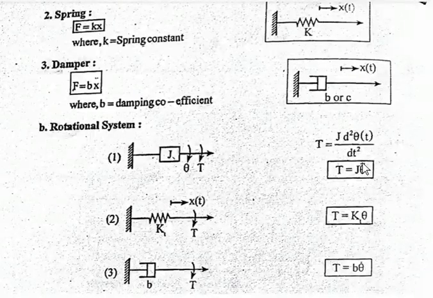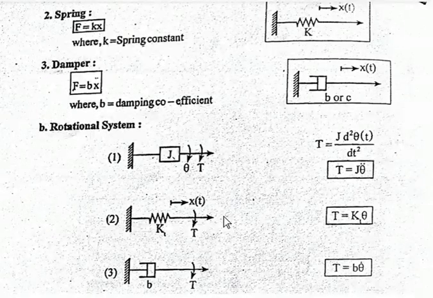So in translation motion we get F is equal to m x double dot. Here torque T is equal to J theta double dot. These are all very important while solving numericals. If the given system is a rotational mechanical system, we have to write the mathematical expression as T is equal to J theta double dot. J is nothing but the moment of inertia.